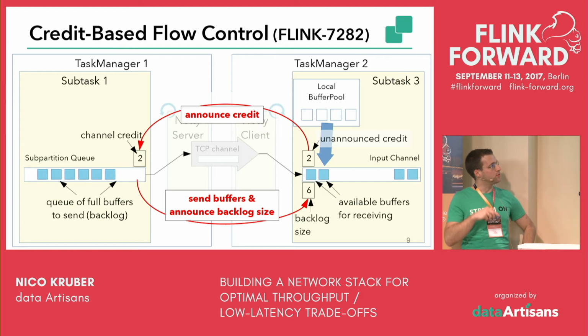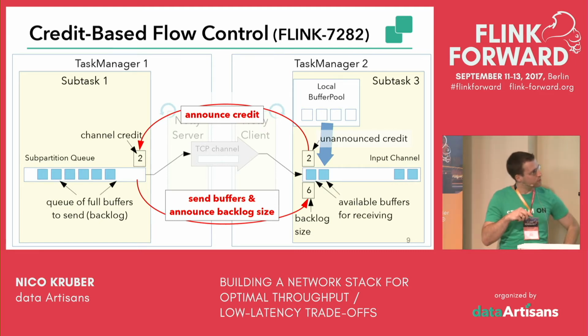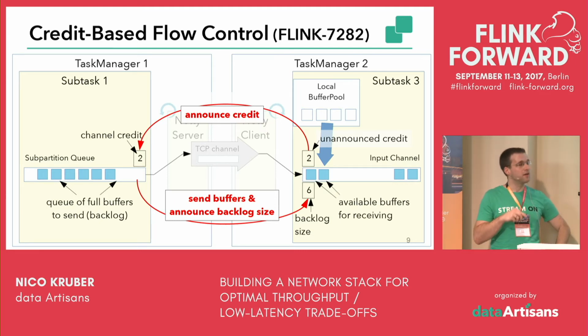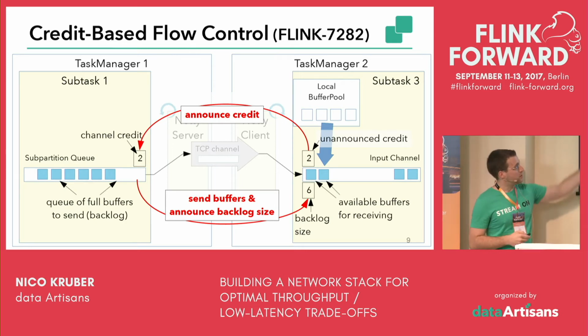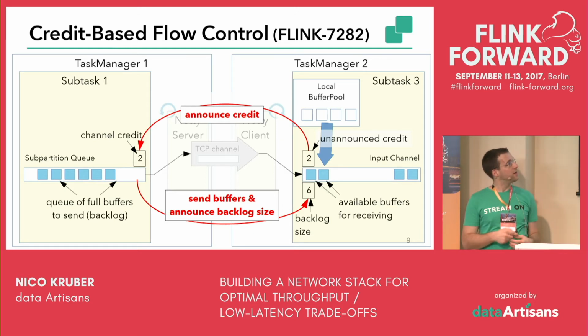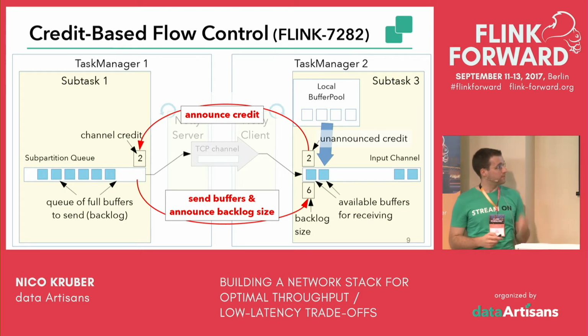And what it also does, this task manager sends its backlog size, so the number of buffers that it has in queue, so that once we receive it on the receiver side, we know how many buffers we'll need for future messages. We know that Task Manager 1, in this case, has 6 buffers that it wants to send to us. And if we are able to acquire this many buffers, we acquire them first, then announce the credit, and then it gets sent through the same way.